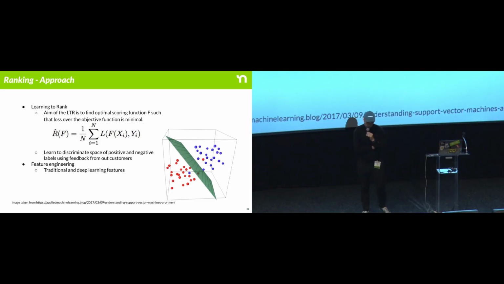Learning to rank seems to be already table stakes for search ranking. The aim of learning to rank is to learn a function that will discriminate the space of positive and negative labels. In a nutshell, we're trying to fit a hyperplane between positive and negative samples, where positive samples are the results that customers are clicking on and negative samples are those that customers have not clicked on. With respect to the features, we use lots of traditional as well as statistical-based features for all the entities that we support.